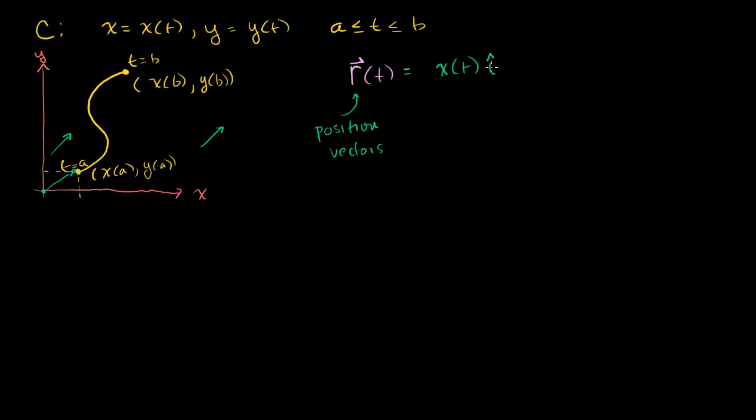That just says it's a unit vector, plus y of t times j. If I was dealing with a curve in 3 dimensions, I would have plus z of t times k. But we're dealing with 2 dimensions right here. And so the way this works is you're just taking, for any t, and still we're going to have t greater than or equal to a, and less than or equal to b.